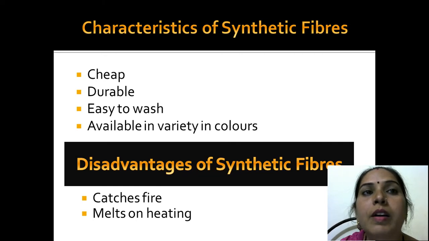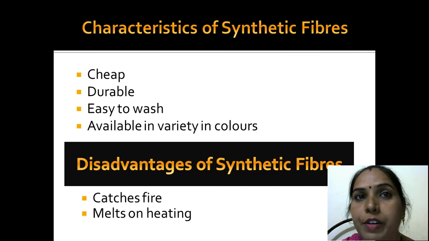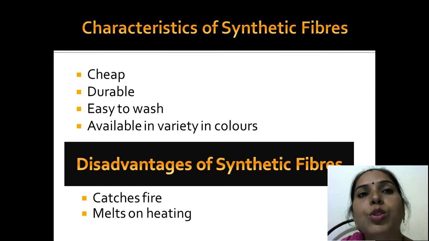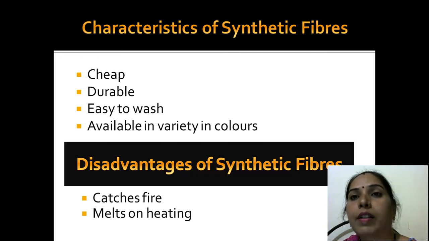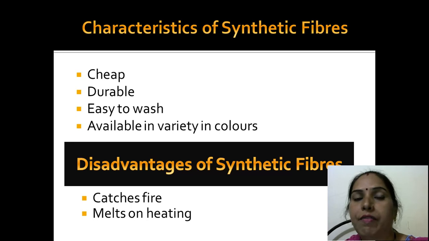First one is cheap, second is durable, easy to wash, available in a variety of colors. Okay, let's understand the characteristics, that is, the properties of synthetic fibers. First of all, cheap. Silk is very expensive but rayon is cheap. Wool is very expensive but acrylic is cheap.